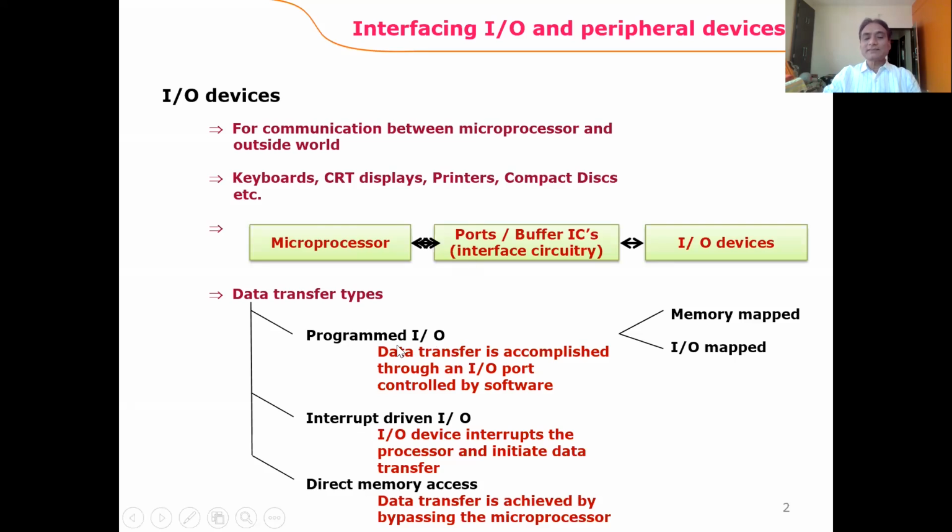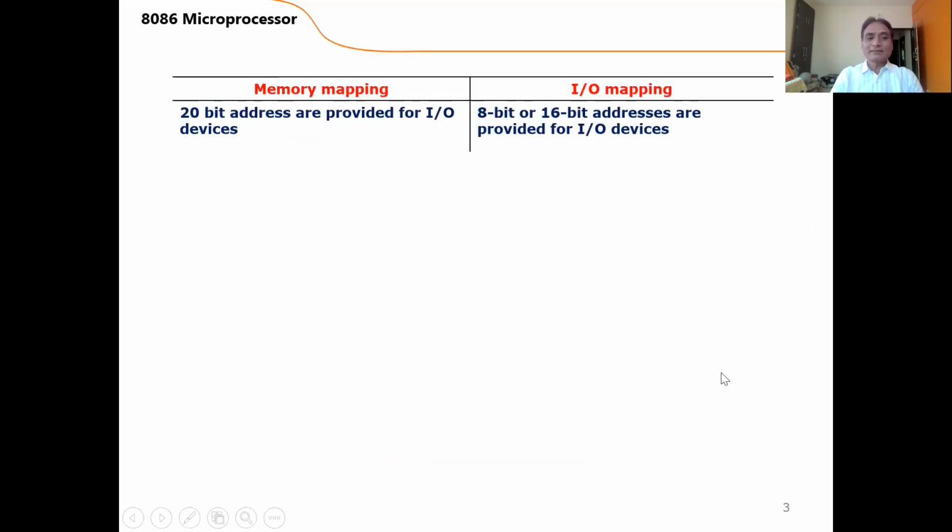Now, as far as the program IO is concerned, we can again have two different types: memory map IO and IO map IO. We are going to discuss in detail what memory map IO and IO map IO are. Let us have the comparison of memory map IO and IO map IO.